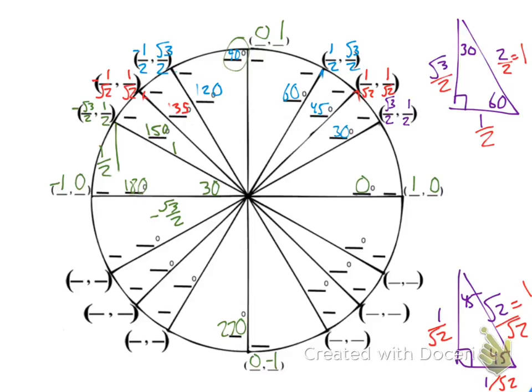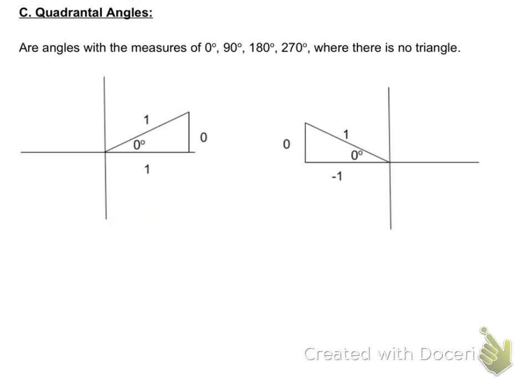Just like I can ask you, hey guys, what's the cosine of 60? It's the x value, which is 1/2. Okay? Now, what we can do here, I'm going to get away from this circle thing here. And we're going to talk about those quadrantal angles. That 0, the 180, the 90, and the 270. These are called quadrantal angles.